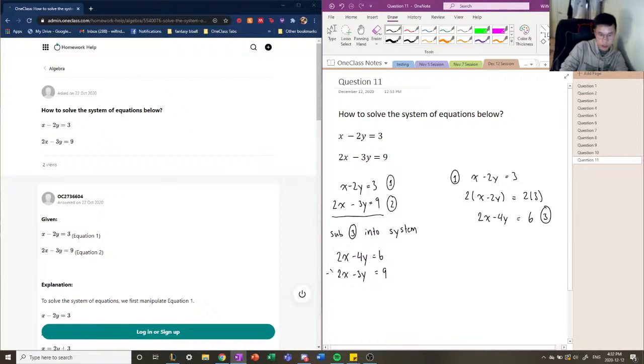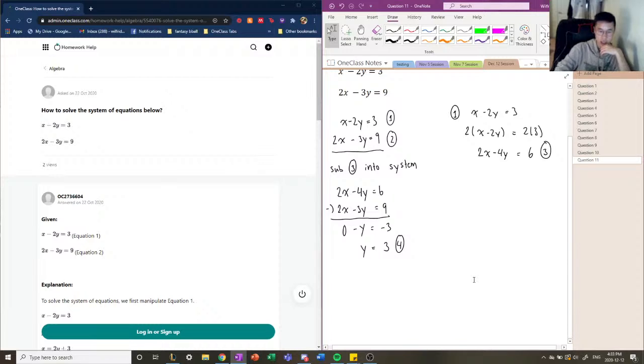All right, so now if we subtract these together, we see that we get rid of our x term, right? So 2x minus 2x is 0, minus 7y equals negative 3. Oh, this should be plus. So it's going to be negative y equal to negative 3. And we now know that y equals 3. Okay, so this is going to be 4. Now all we need to do is sub 4 back into one of our equations and solve for x, right? So let's sub 4 into 1.